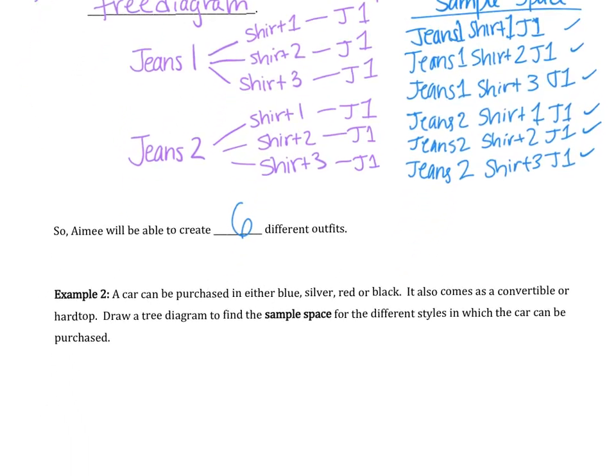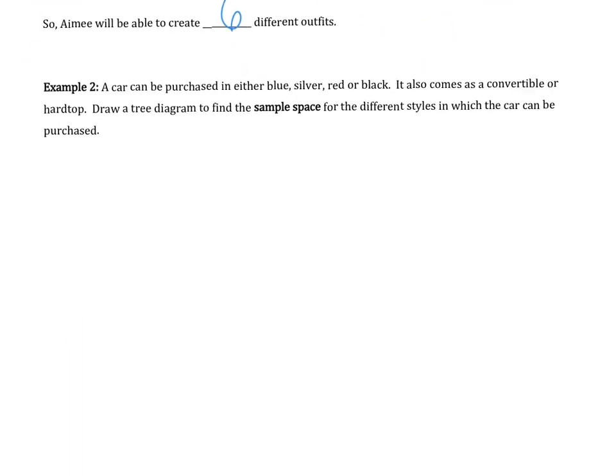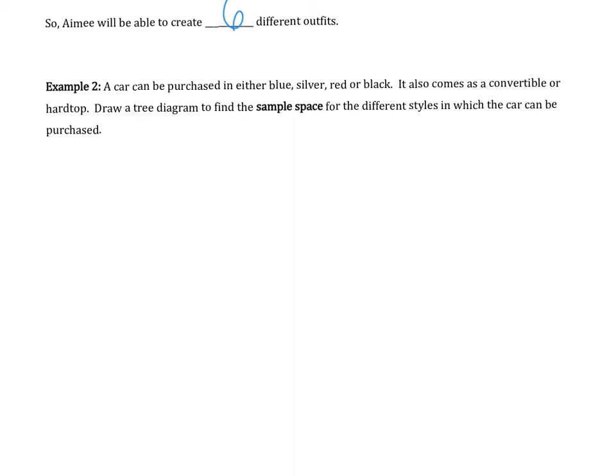All right, example 2. A car can be purchased in either blue, silver, red, or black. So that's obviously one of the options, color. It also comes as a convertible or a hardtop. So option 2 is convertible or hardtop. Use a tree diagram to find the sample space for the different styles in which the car can be purchased.